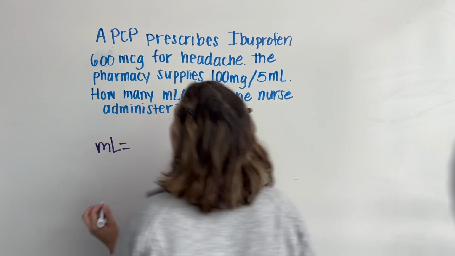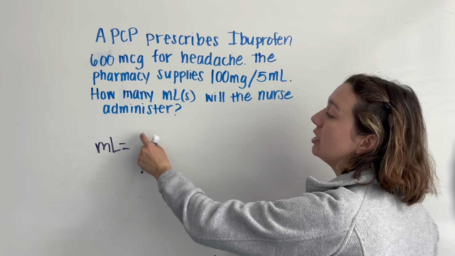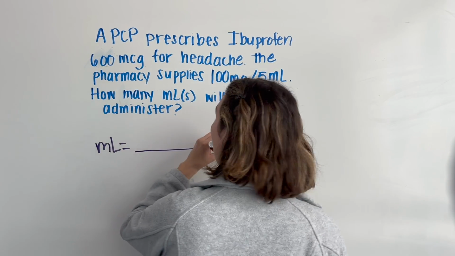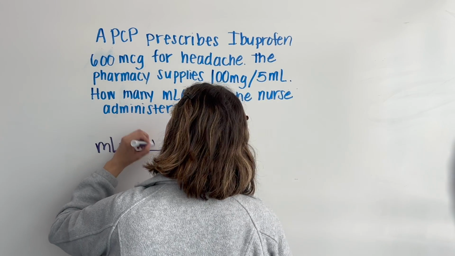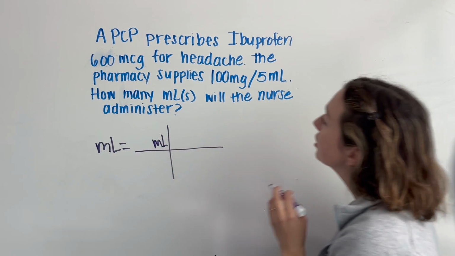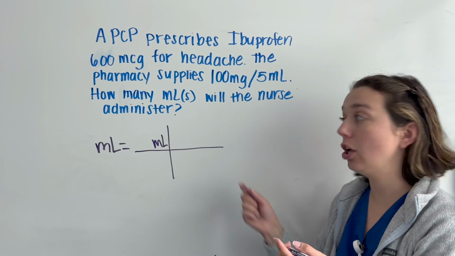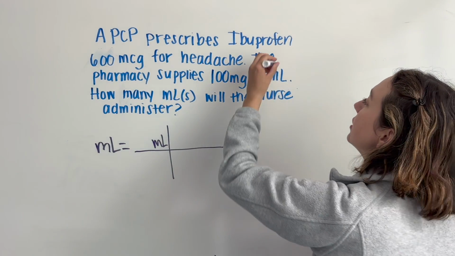mLs equals. One of our always rules is that we always put in our first box what we're solving for. So we know we're solving for mLs, and we're going to put mLs here in our first box. Let's look up here in the question at what we have that can go in that box. We have 5 mLs.